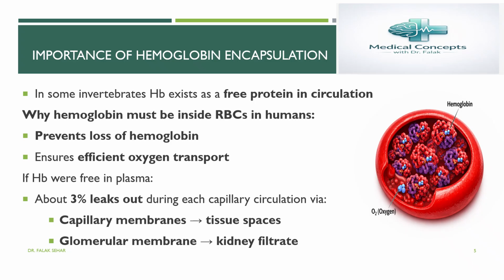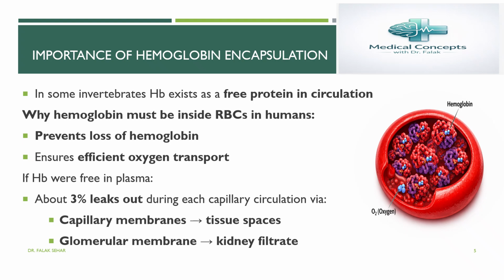In this slide, we understand why hemoglobin is enclosed inside red blood cells instead of freely circulating in the plasma. In some invertebrates, hemoglobin exists as a free protein in circulation, but in humans, this would be highly inefficient and even harmful. Encapsulation of hemoglobin inside red blood cells serves two important purposes. First, it prevents loss of hemoglobin. If hemoglobin were free in the plasma, a significant amount would leak out during circulation, both through capillary walls into the tissues and through the glomerular membrane into the urine.